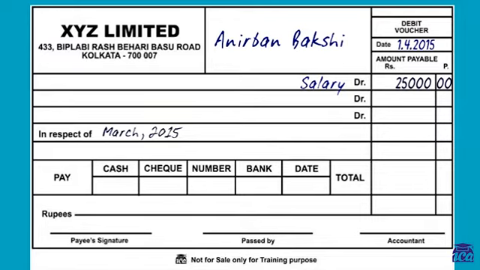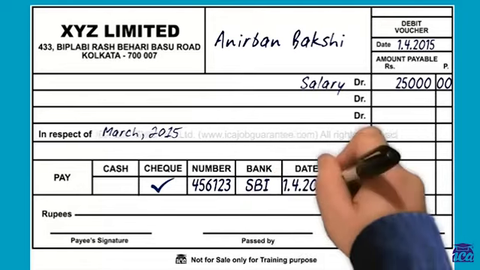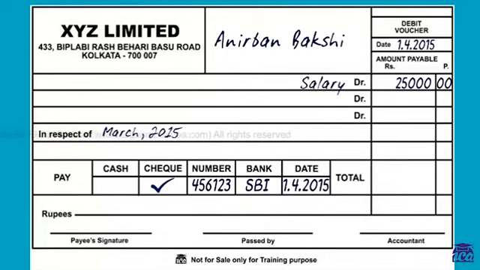Then we've got the pay details. How is this 25,000 paid? If the payments would have been made by cash, we will take cash. But here, we say the payments have been made by a cheque. So we will tick the cheque box. Then we give the cheque number. Let's say the cheque number is 456123. Then we have the bank name. Let's say the cheque has come from SBI Bank, and then the cheque is dated 1st of April 2015. And then we've got the total amount, which is 25,000.